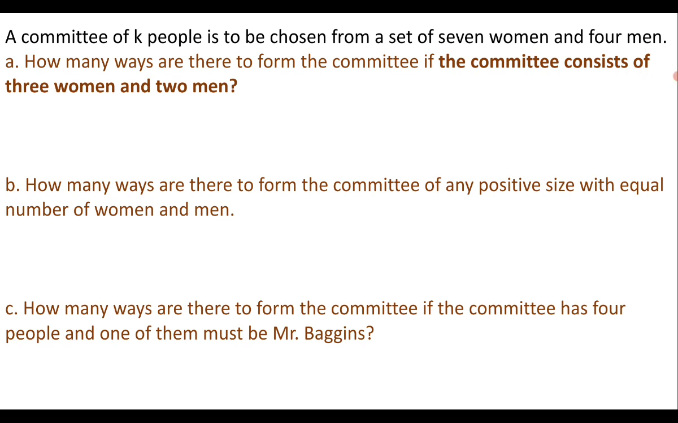Let's move to the third part, where the committee has 4 people and one of them is Mr. Baggin. It means we need 3 more people, and there is no condition that they should be men or women. It means out of 10 we simply need to pick 3 more people. So 10C3.